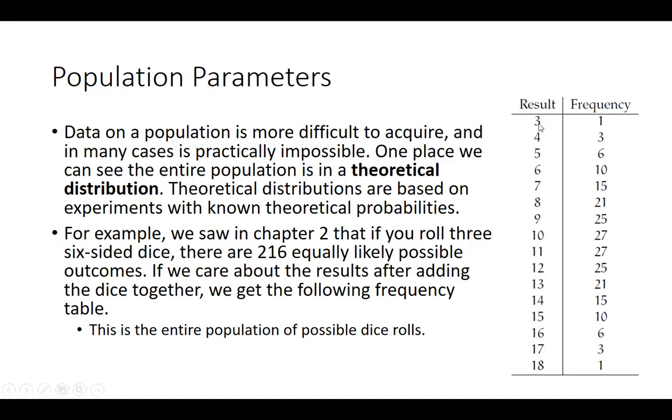So a sum of 3 could only happen one time. That's if we roll 1, 1, and 1 and add those together, we get 3. The sum of 4 happens 3 times, the sum of 5 happens 6 times, the sum of 6 happens 10 times, so on and so forth, all the way through the sum of 18 only happening once, and that would be rolling a 6, 6, 6.